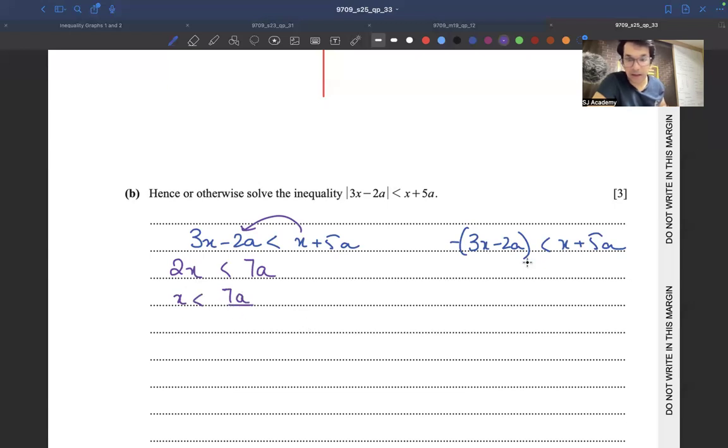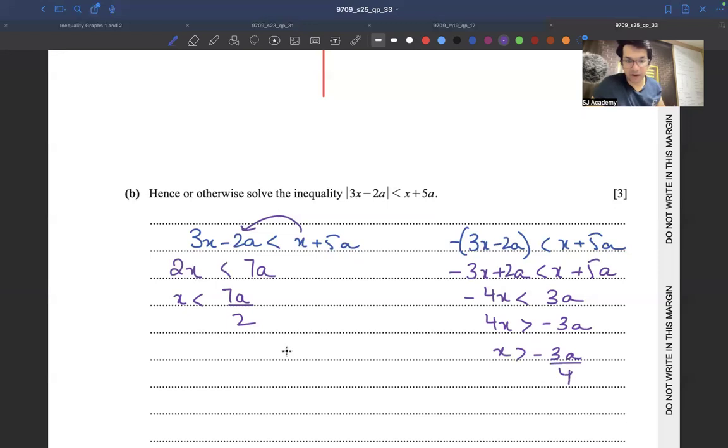And in this case, we'll get minus 3x plus 2a is less than x plus 5a. So bringing the x on this side, we'll get minus 4x is less than 5a minus 2a, which will become 3a. Now, as there's a negative sign with x, when we flip it around, this will become 4x is greater than minus 3a. And finally, x is greater than minus 3a by 4.